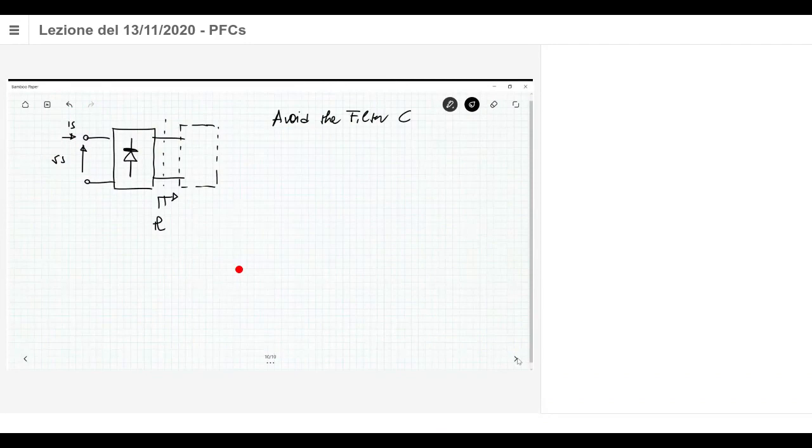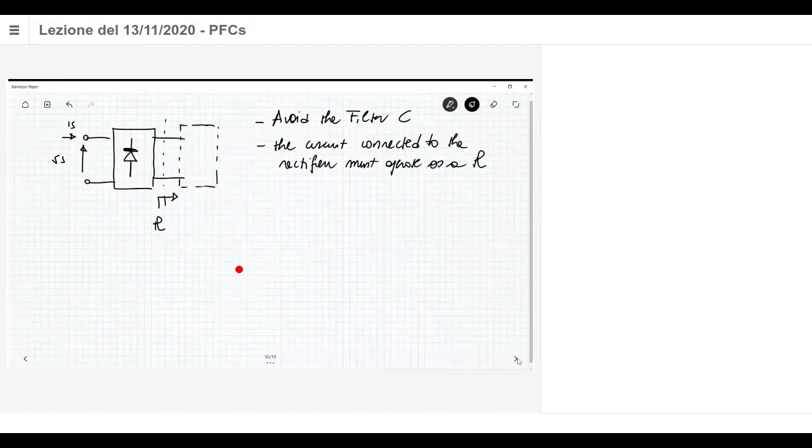Okay, and the second is that the circuit connected to the rectifier must operate as a resistor R. Okay, so we need something that absorbs a sinusoidal current, I in, and not a distorted one.